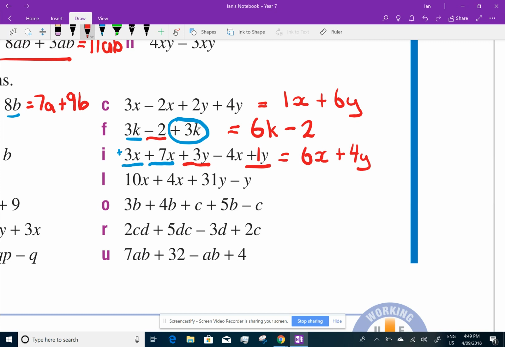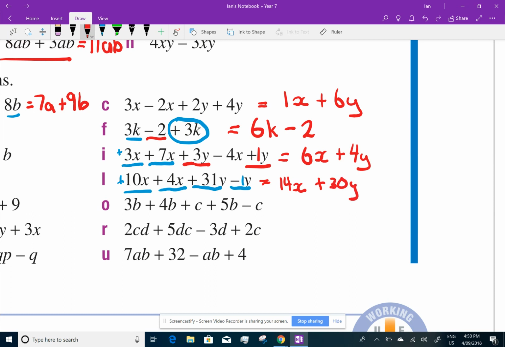Okay, the next one, what have I got? I got plus 10x plus another 4x. Well, that's pretty easy. 10x plus 4x is 14x. And then I've got plus 31y minus 1y. I've got 31 and I'm minus 1, I've got plus 30y.